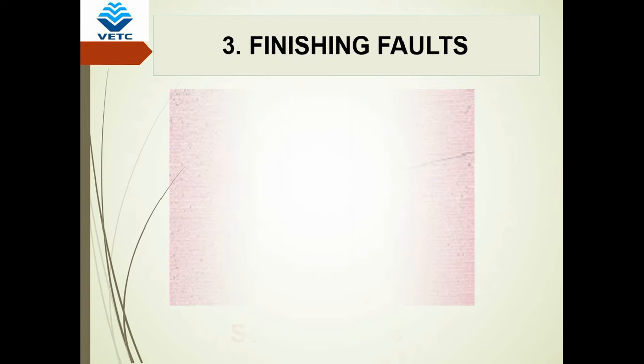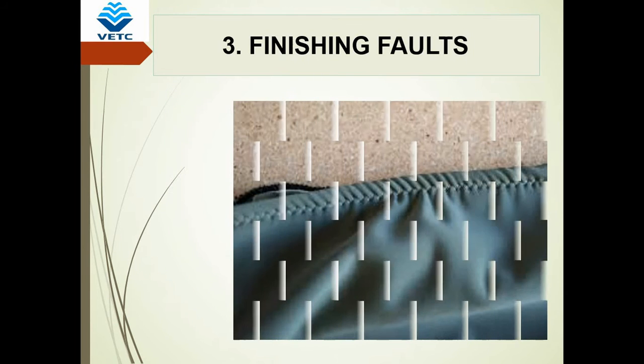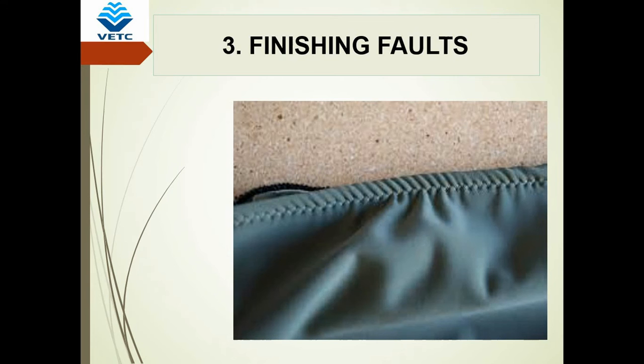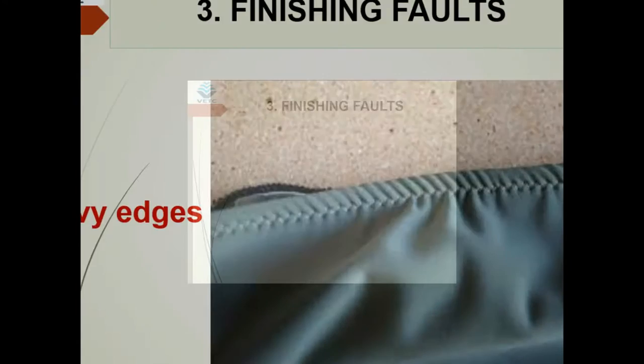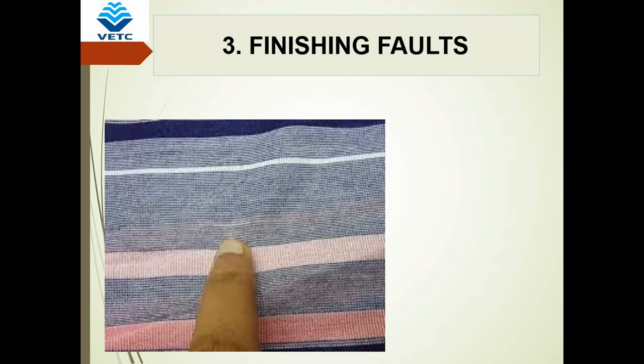The next is the looseness of the edge of tubular fabrics. So you say wavy edge. And the last, we can see the presence of lengthwise white and red streaks on the fabric. So we say that's raising marks, right?